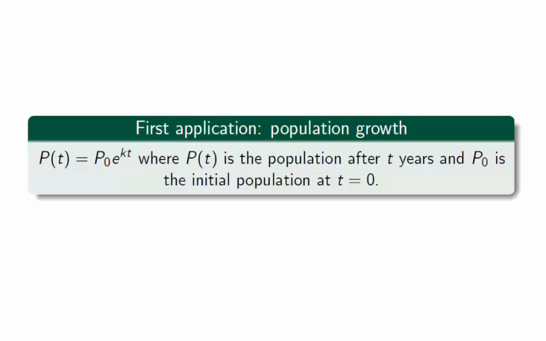We write our equation as p of t is equal to p sub 0 times e to the kt, where p of t is the population after t years, and p sub 0 is the initial population at time t equal to 0. Example 1. The world population was 2,560 million in 1950 and 3,040 million in 1960. Find the relative growth rate.